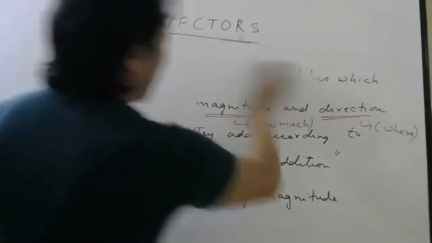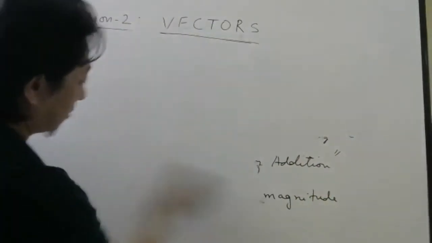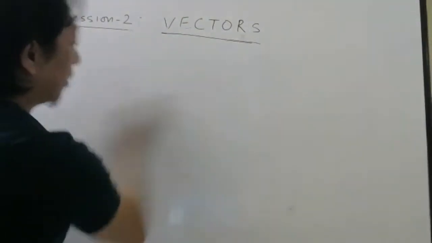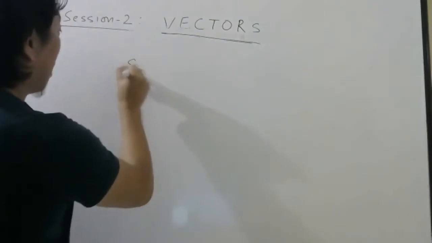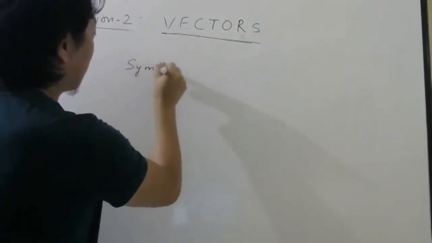Okay, so we have learned what a vector is. Now we have to do some algebra with vectors: adding, subtracting, multiplying. All those things we have to learn how to do with vectors. The first thing is we have to start with the symbol. How to write the symbol of a vector?